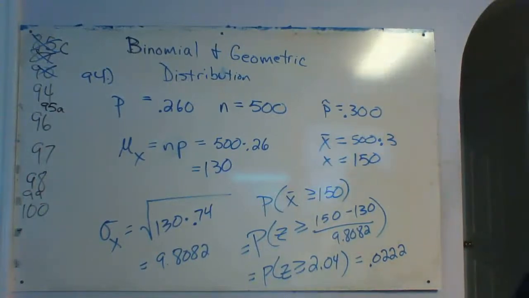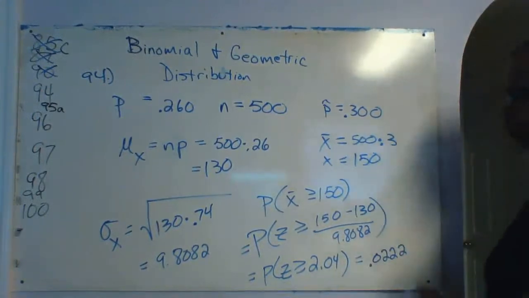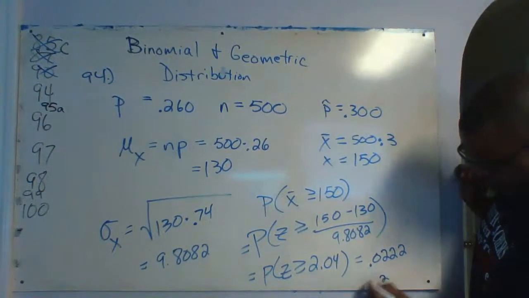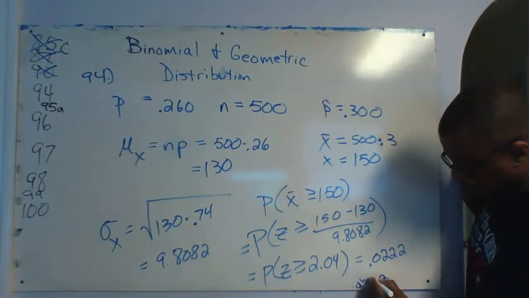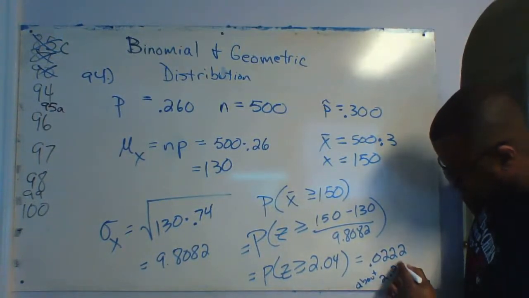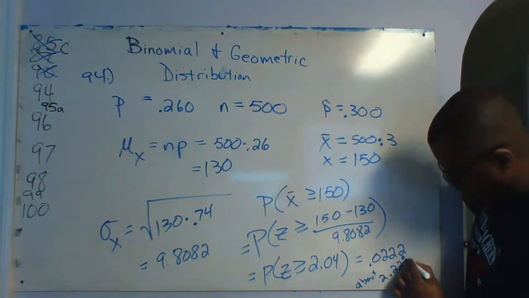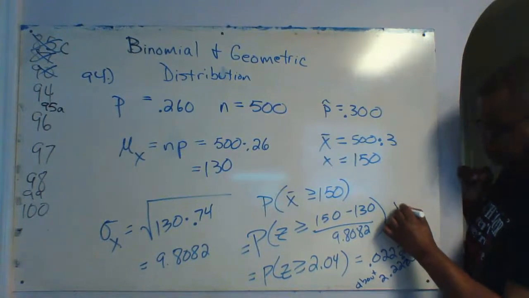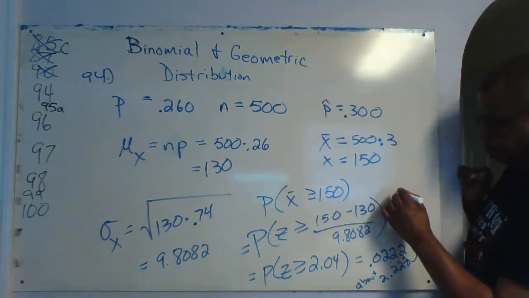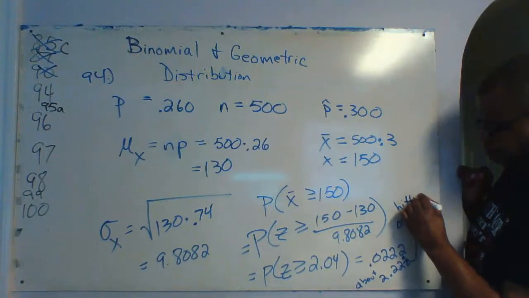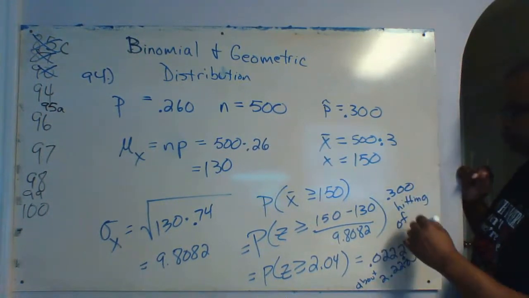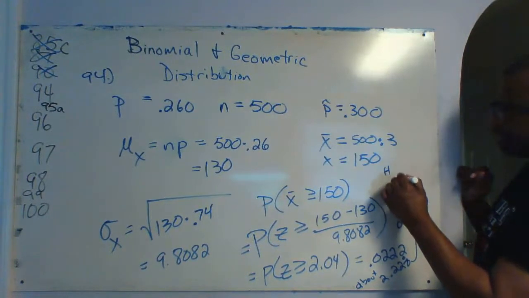What number was that? 94? Yep. So this is right here. This is your answer. So you have about a 2.2% chance of hitting 300. Which is highly unlikely.